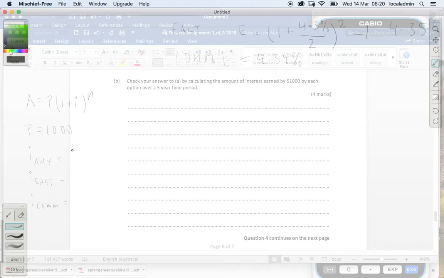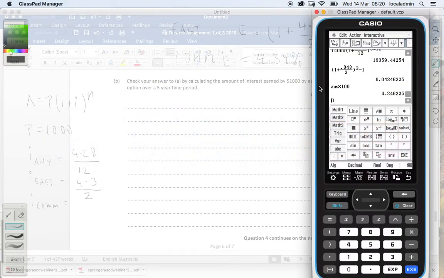So that is 4.28, and we do that over 12 months because it's compounded 12 times per year. And we have 4.3%, and that is compounded every 6 months. And with Combank, well, the trouble is that the effective interest rate, because it's annual, is the same as the nominal interest rate. Okay, let me just prove that to you using the calculator.